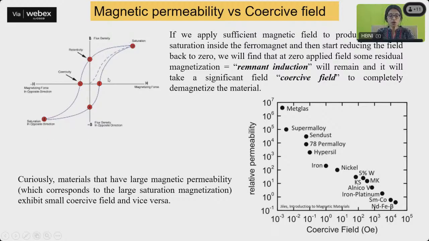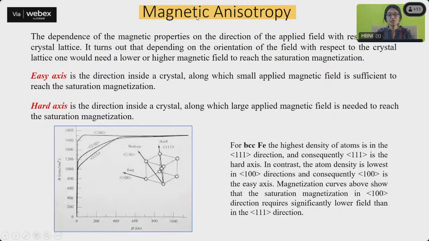Hysteresis loop, I am sure all of you have seen it, and I'm not going into details of it, but still please remember that that is the saturation value. So when you are orienting the field with respect to a particular crystal axis, you find that the saturation magnetization value is reached either quickly or a little slowly. So we have these different axes, which are known as an easy axis and a hard axis. So the easy axis is the direction inside a crystal along which a small applied magnetic field is sufficient to reach the saturation magnetization. So you apply a smaller amount of field strength, and the material reaches its saturation magnetization value very easily. So that is why the name has been given as easy axis.